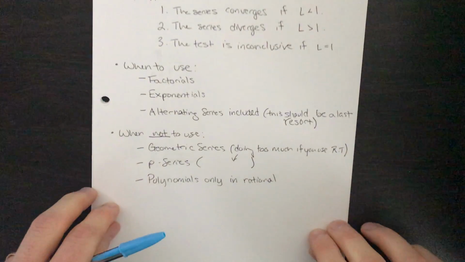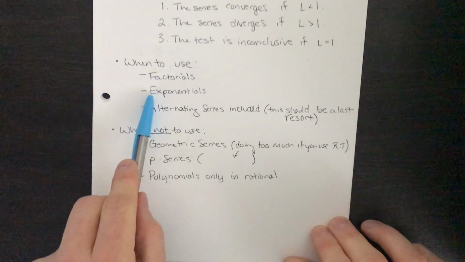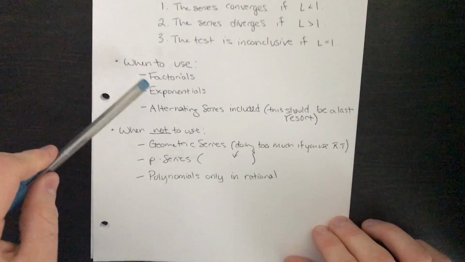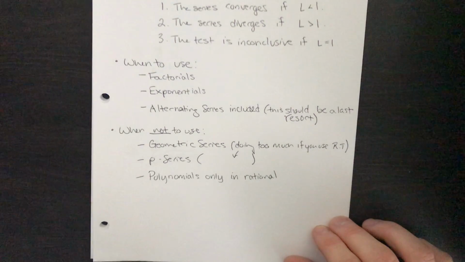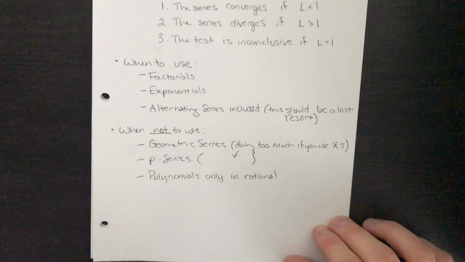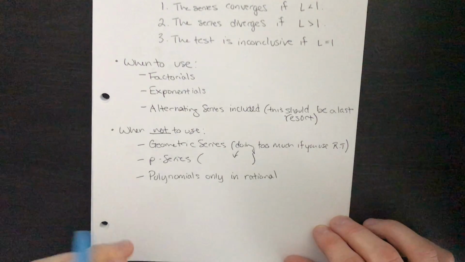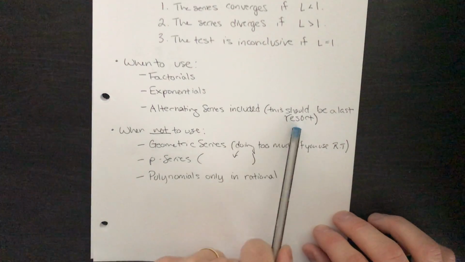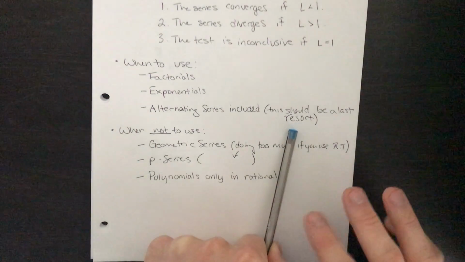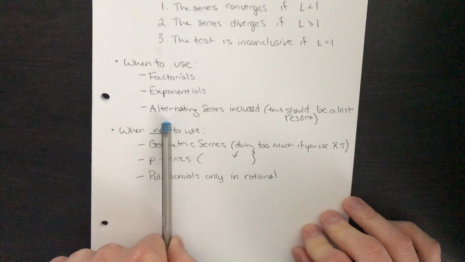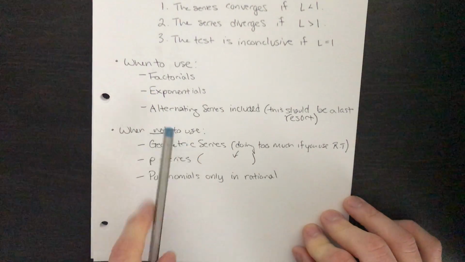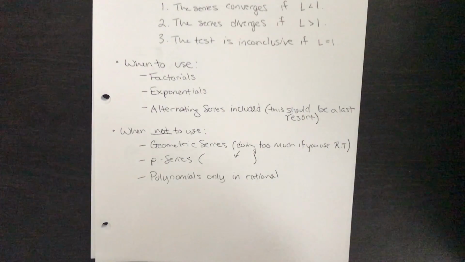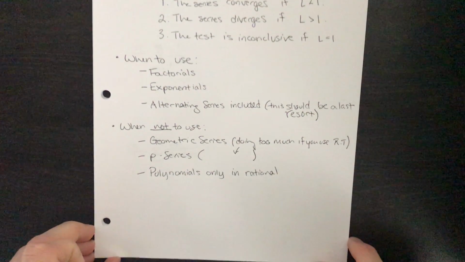Some things to note is that this test works really well with factorials and exponentials. I would pretty much go straight to this test if I see factorials and exponentials in the same sequence or series. Alternating series also work with the ratio test. I would say the ratio test would be my second option here. So if I have an alternating series that doesn't have factorials and exponentials, I would try the alternating series test. Both tests are on the exam this year, so both of them are good to know.